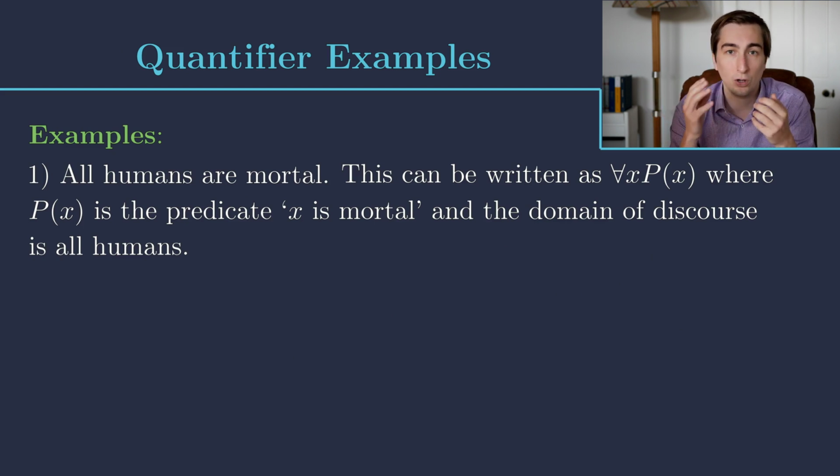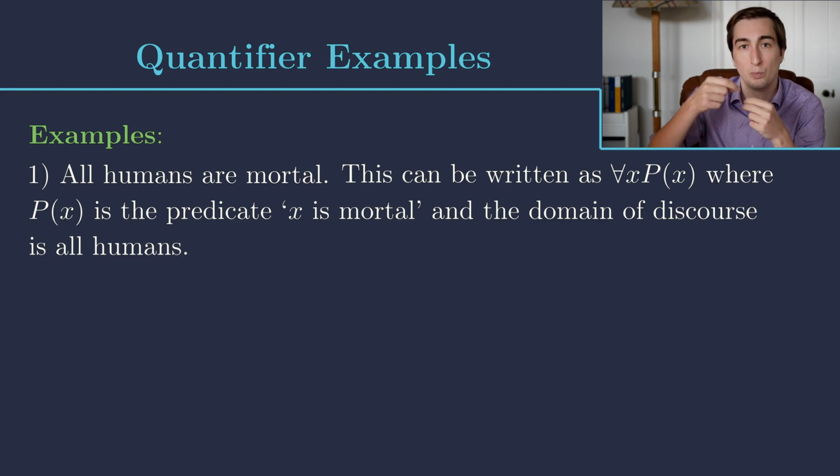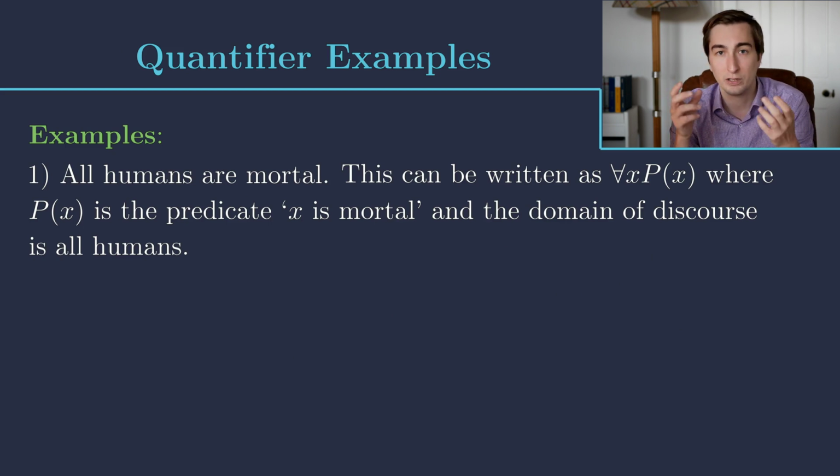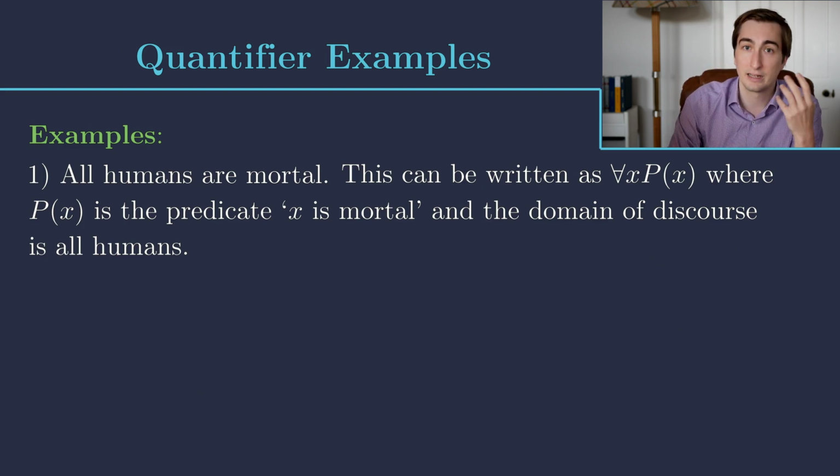So that's saying for all x, P of x, and then we need to say what P of x is. P of x is the predicate x is mortal, so when I put in particular values of x in there, that will be either true or false, depending on which things I put in. And the domain of discourse is all humans, so the only values that I can run x over are humans, and those are the only things that I can put into this predicate.